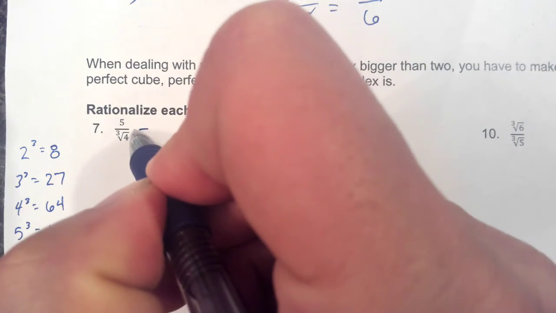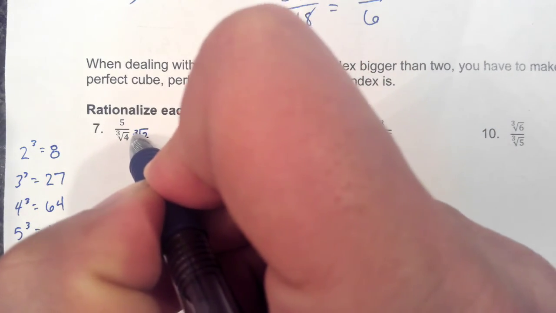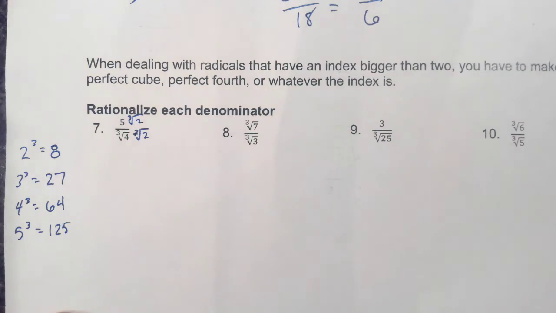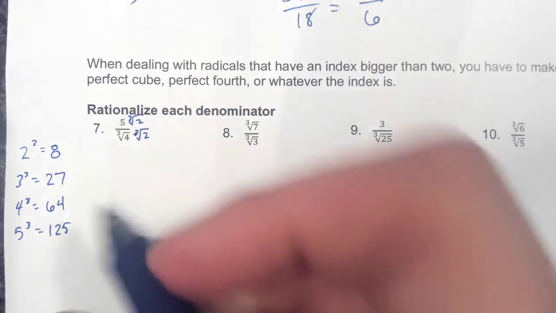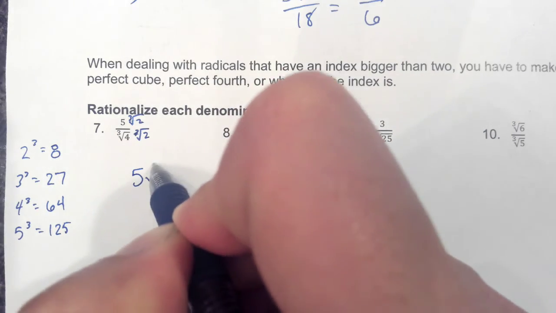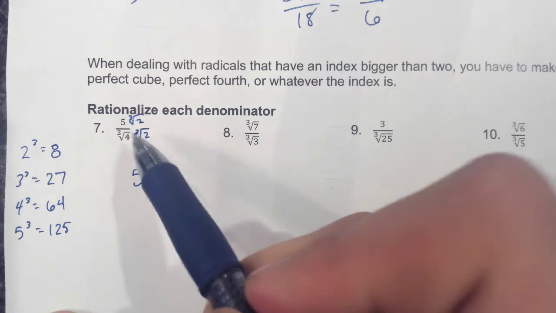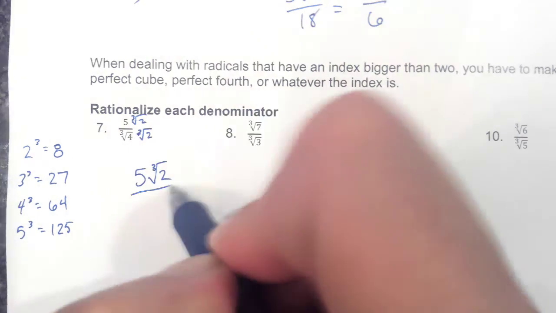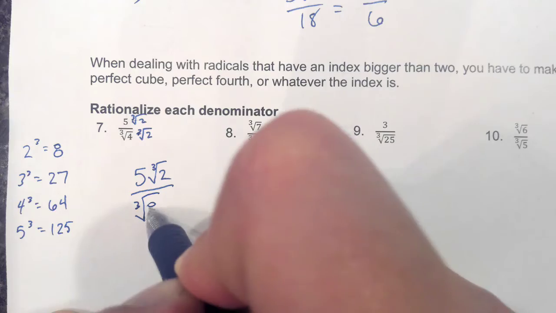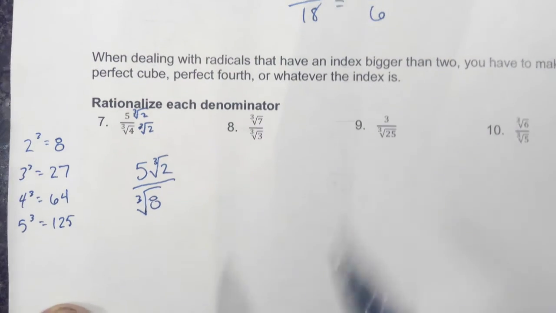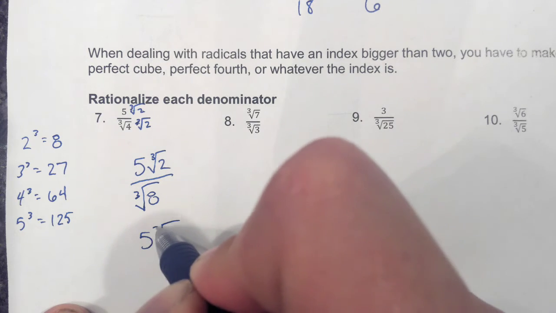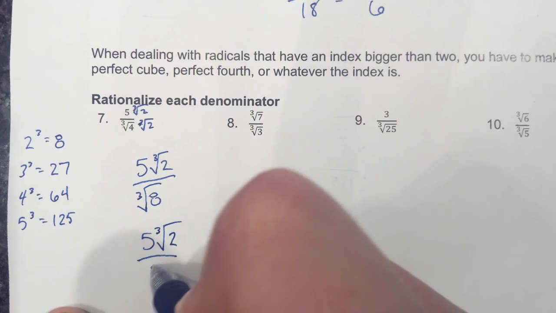I multiply by 2, but I'm not just multiplying by 2, I'm multiplying by the cube root of 2. So I multiply the top and bottom by the cube root of 2. 5 times the cube root of 2 is just 5 cube roots of 2. On bottom, the cube root of 4 times the cube root of 2 is the cube root of 8. And what's the cube root of 8? It is 2, right? We did that on purpose for a reason, because it reduces to 2, a normal number.